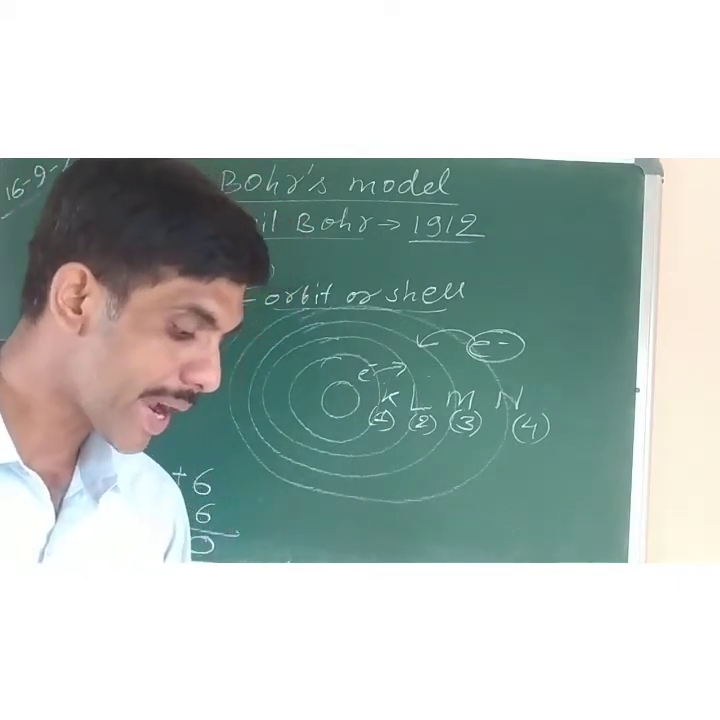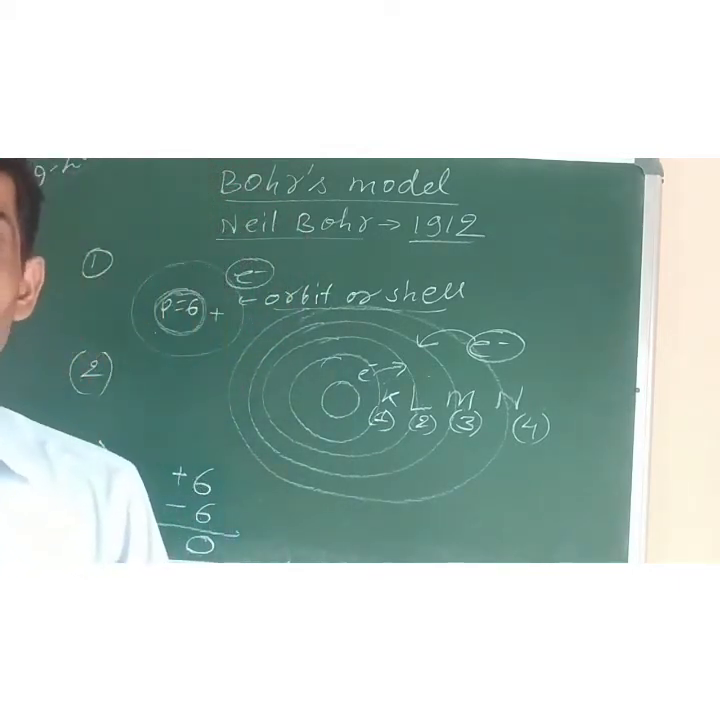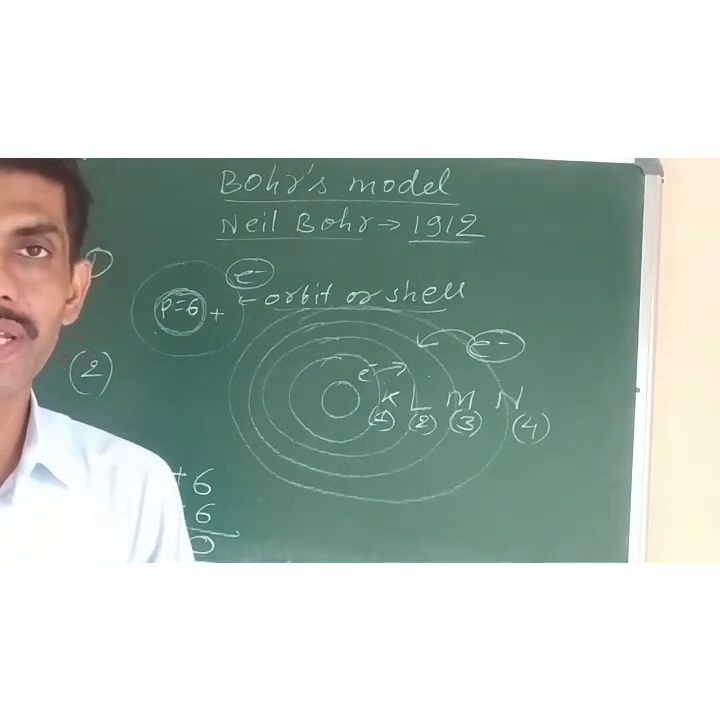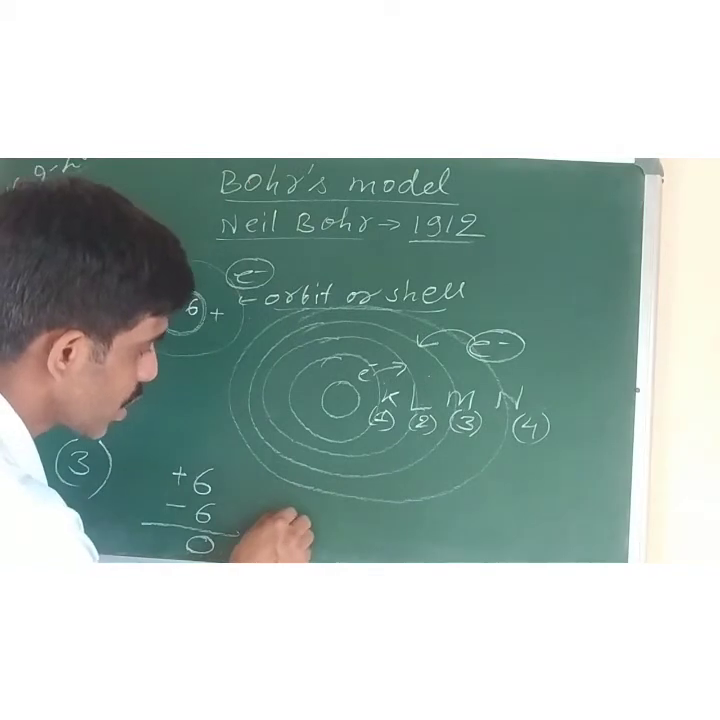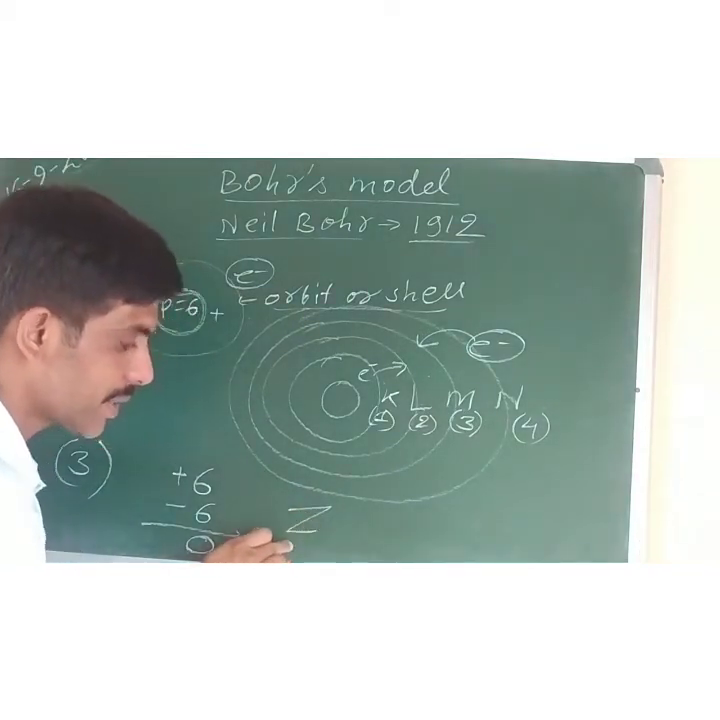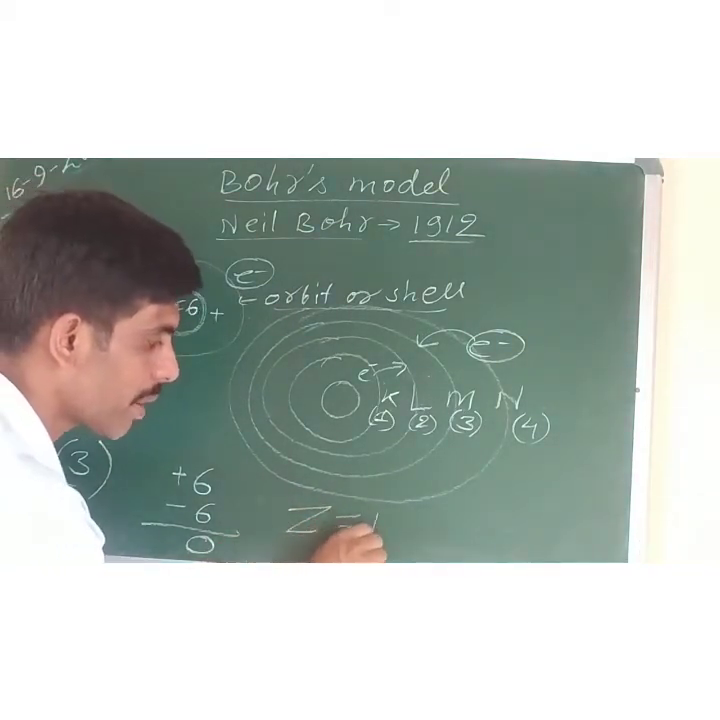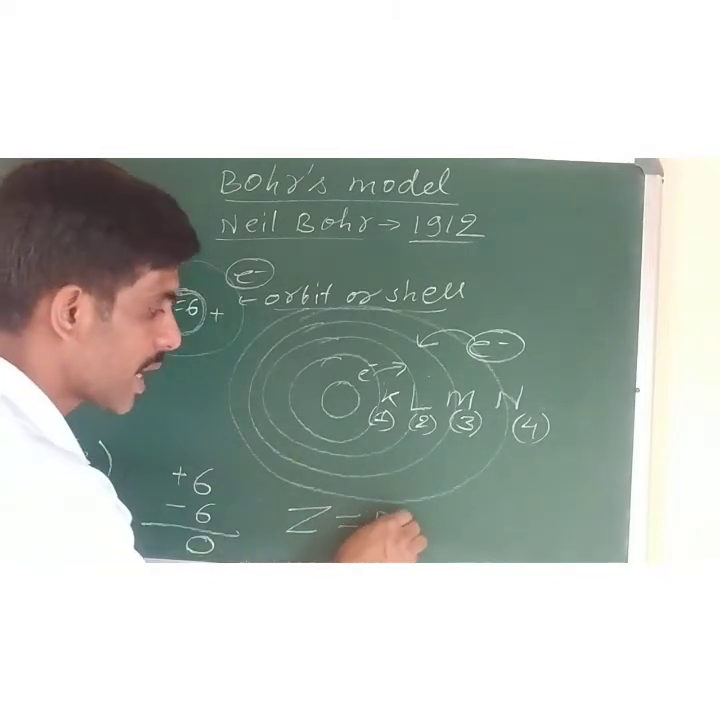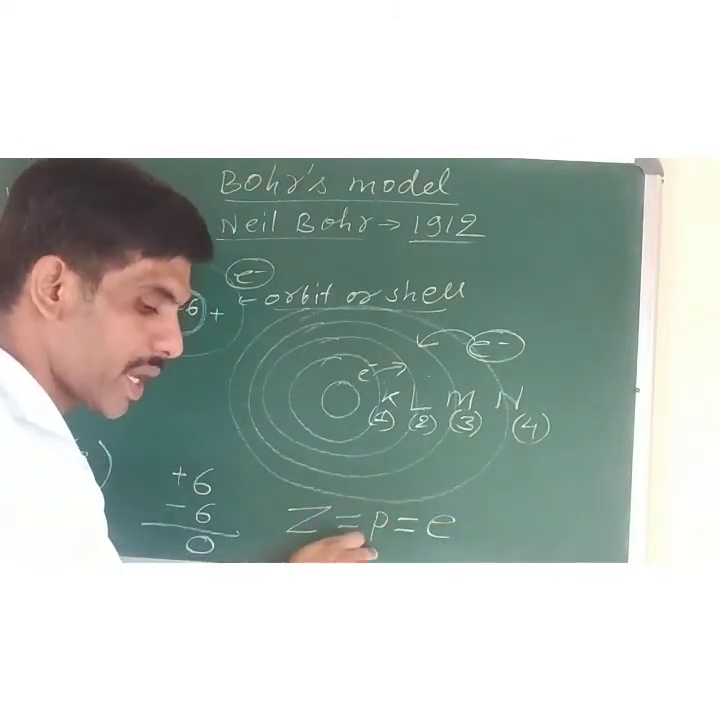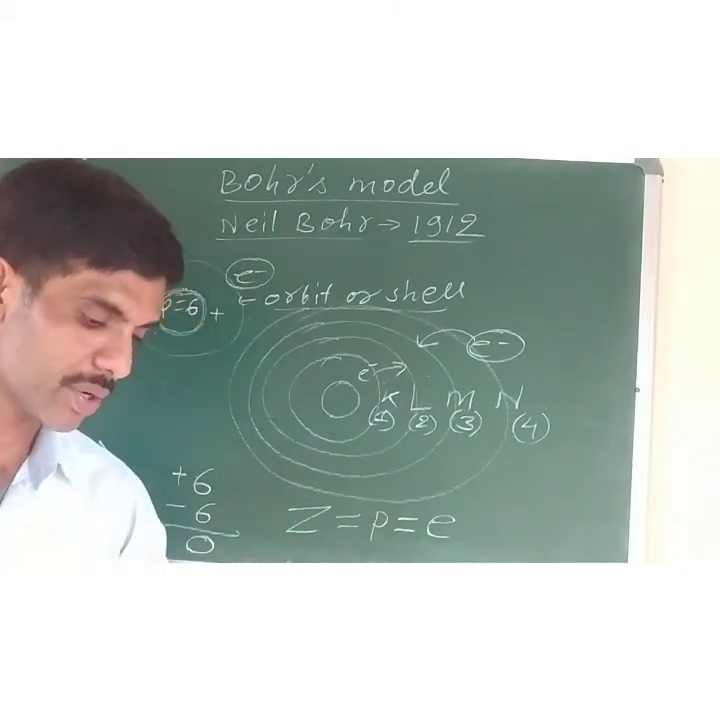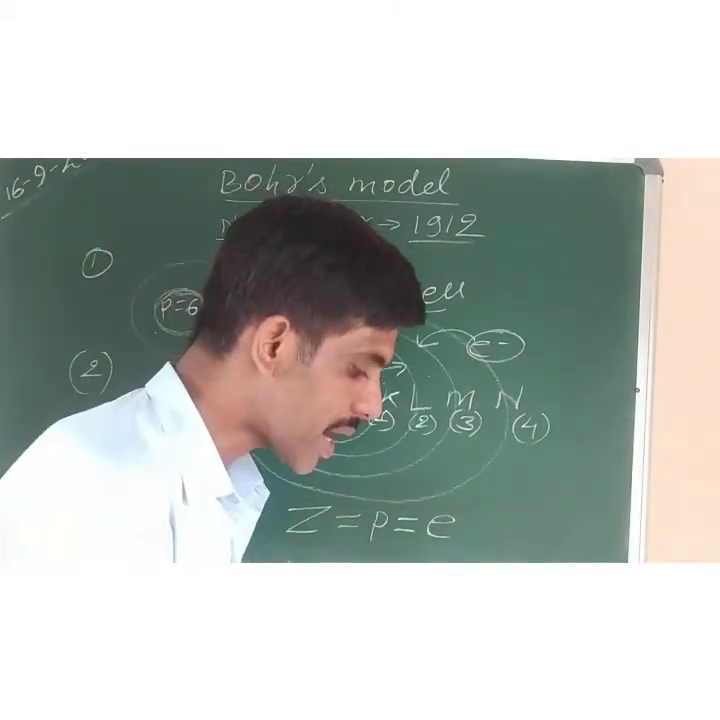Now next we have atomic number. What is atomic number? The number of protons present inside the nucleus of an atom is called atomic number, and it is denoted by the capital letter Z. So Z is equal to the number of protons, P, which is the same as the number of electrons. So Z equal to P equal to E, you can also write. Okay.